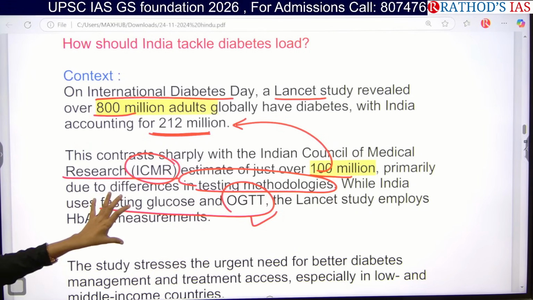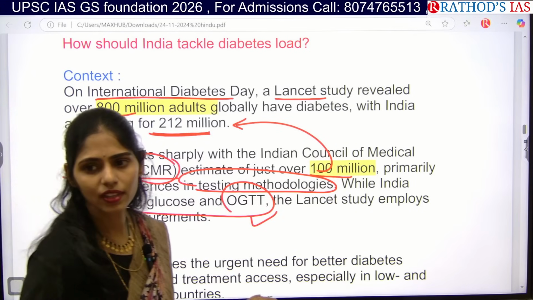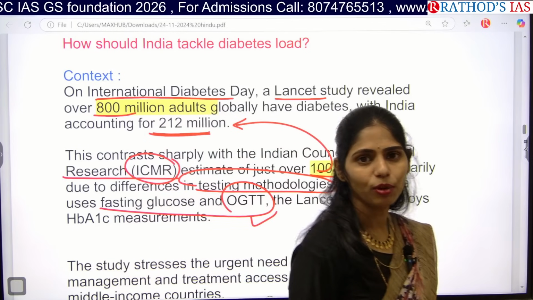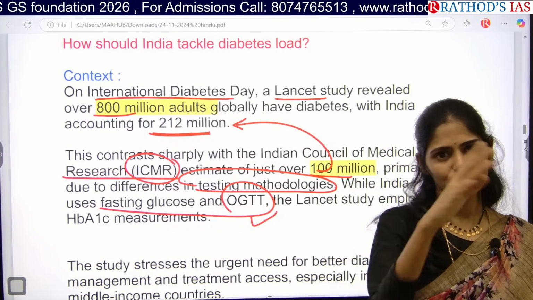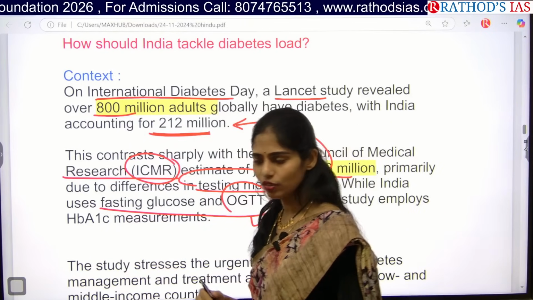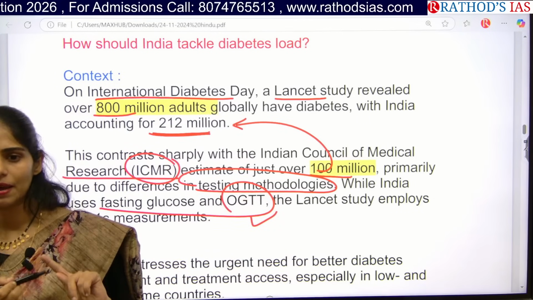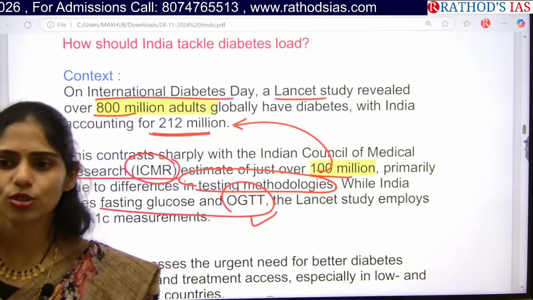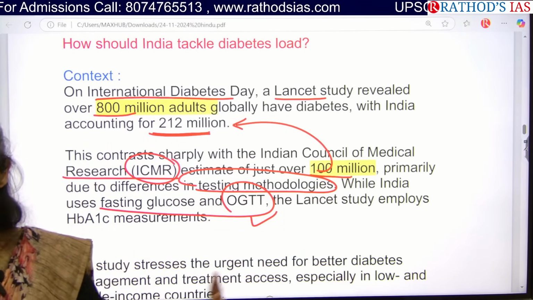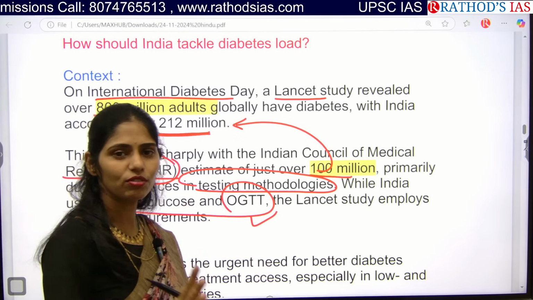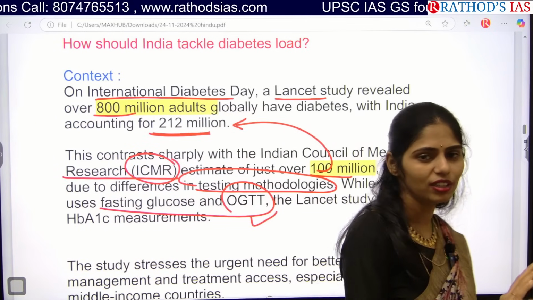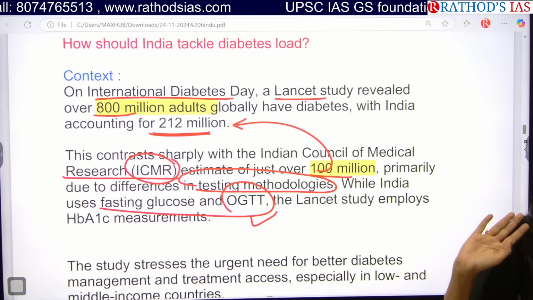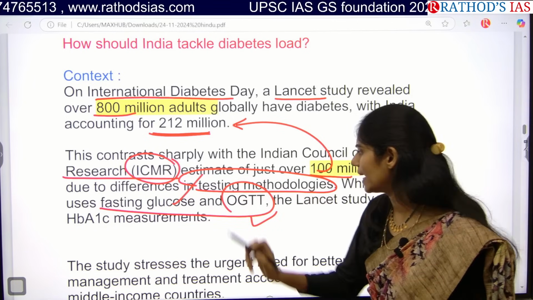Fasting glucose means the test is done while you are fasting, early in the morning. You take dinner at night, and after dinner, early in the morning, you test your blood sample. In that sample, your blood glucose level is tested. If it is more than 120, you have sugar, and there are different stages in that. That is called fasting glucose.